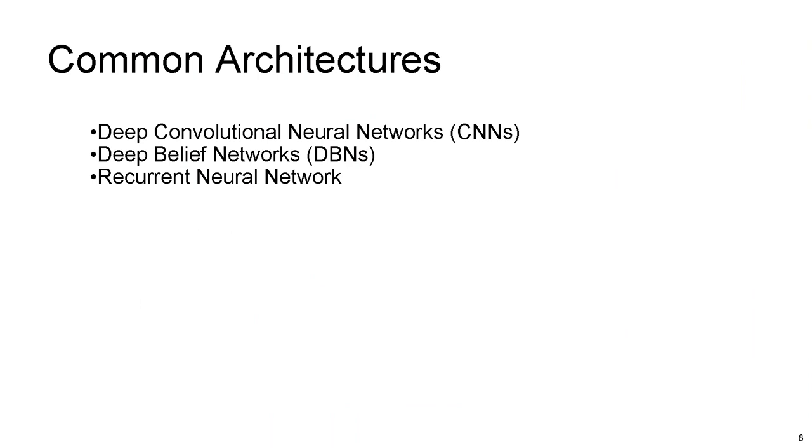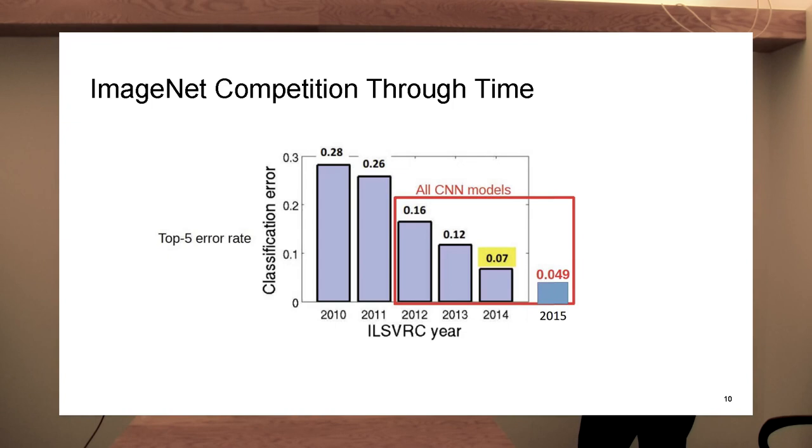So, like I said, we're talking a lot about these convolutional neural networks. There are other types of architectures involved. Like we mentioned before, deep learning is a pretty wide variety of algorithms, but we're going to focus on these CNNs.